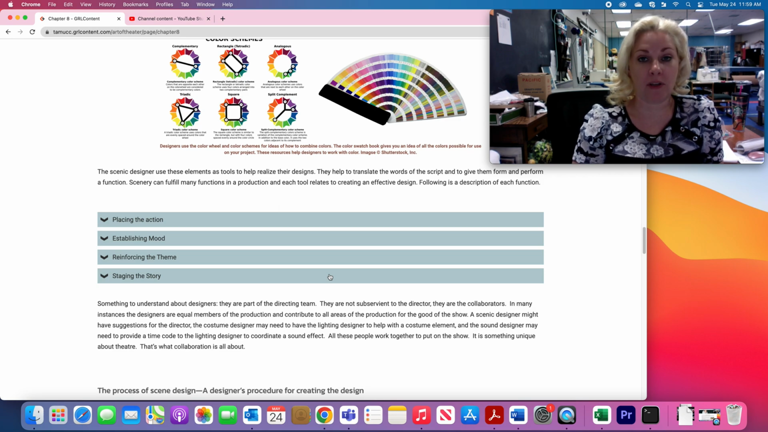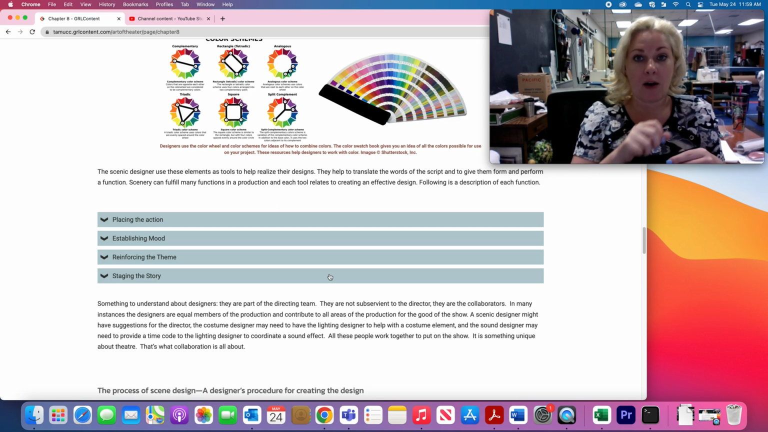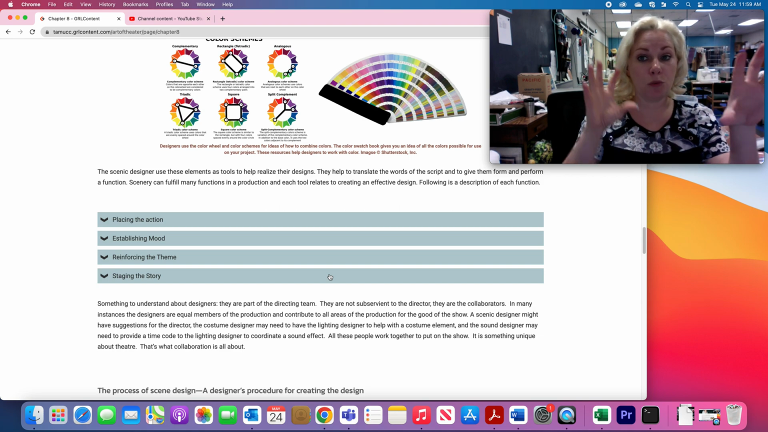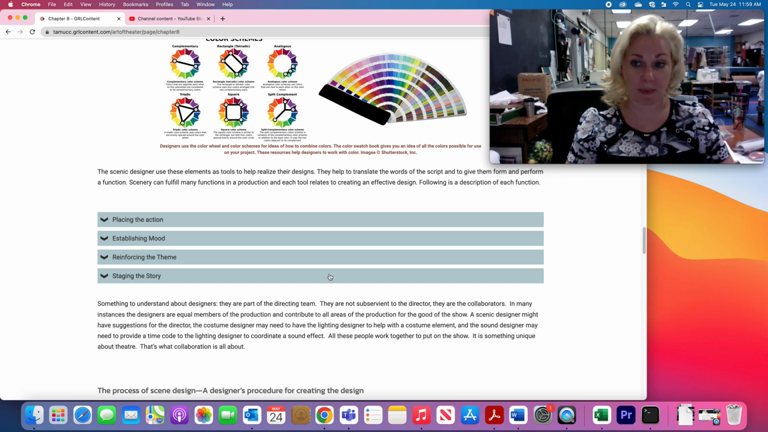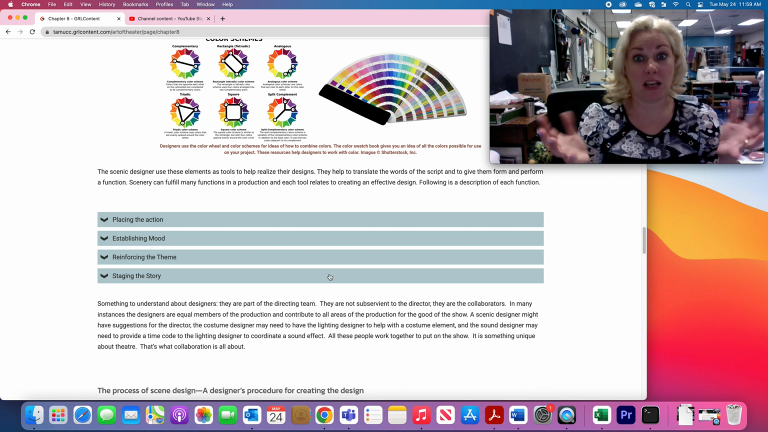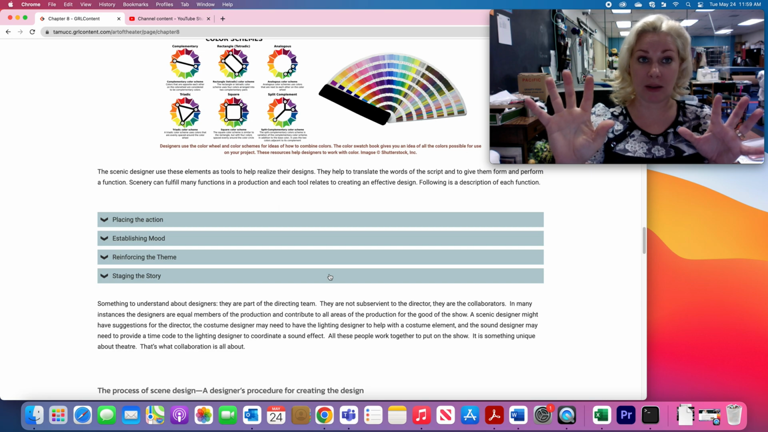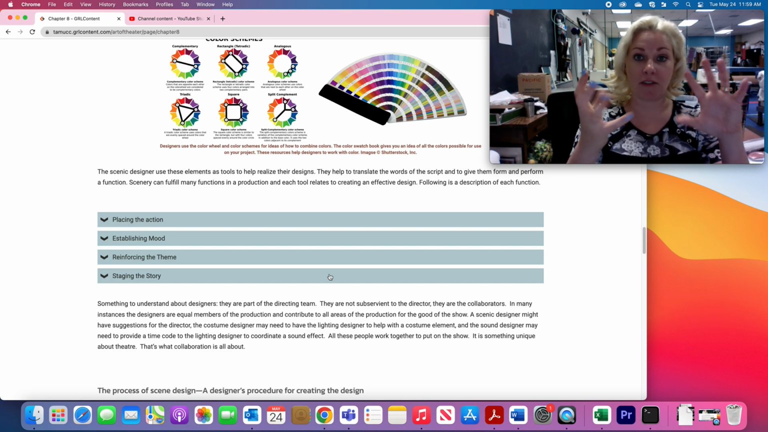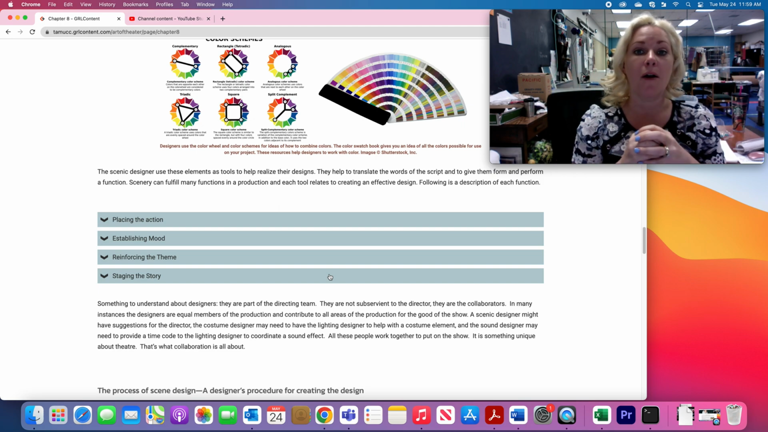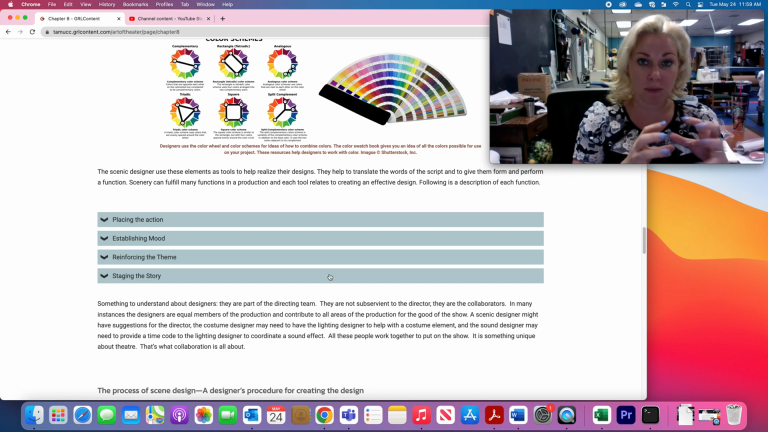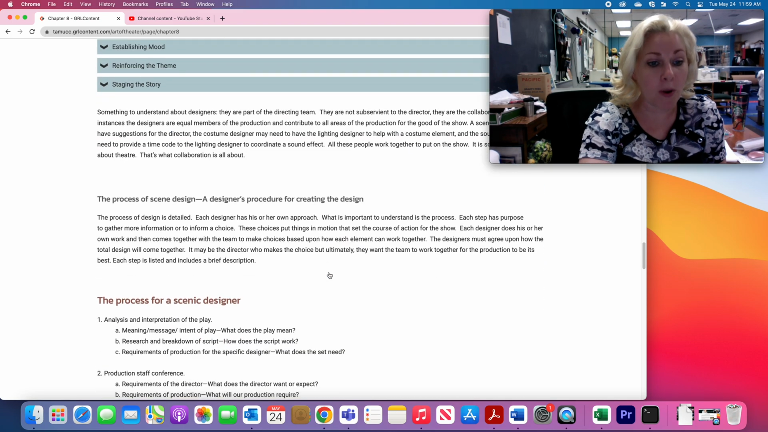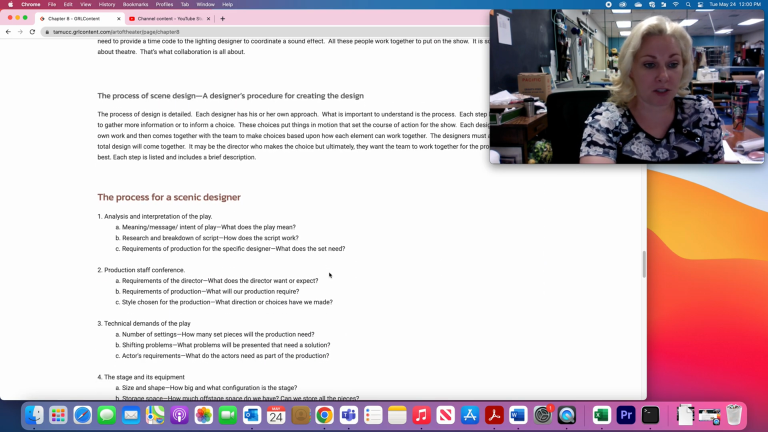Staging the story. Okay, physically, how are you going to do it? How is this going to work? For Mamma Mia, classically, you have two buildings, and a lot of the action happens in front of those. They do utilize doors and stairs, but it doesn't move. And sometimes I've seen it where it is a wagon that turns around. The different houses can turn. I've also seen it where it's stationary. But how the story is going to be staged, how the director plans to do the movement, you have to keep that in mind.